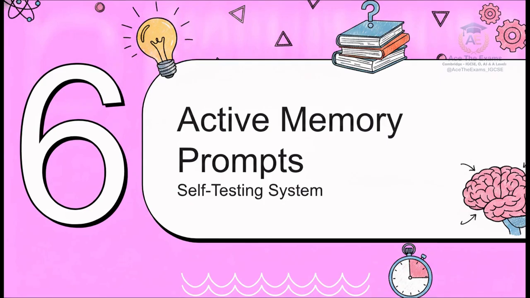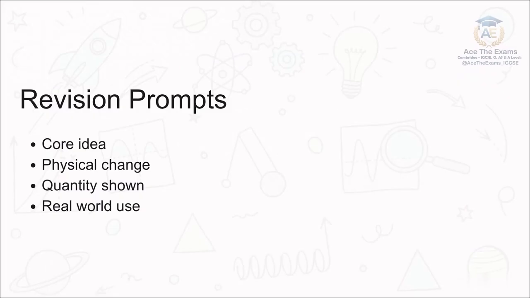Almost at the finish line. Section 6, Active Memory Prompts. Let's lock this final system in. Reviewing your notes by passively reading them is a massive waste of time. You have to actively prompt your memory. To hit 100% mark potential, we use 3 rules: command word decoding, the PEEL framework application, and the time management matrix. And you drive those 3 rules using these 4 specific active memory prompts.